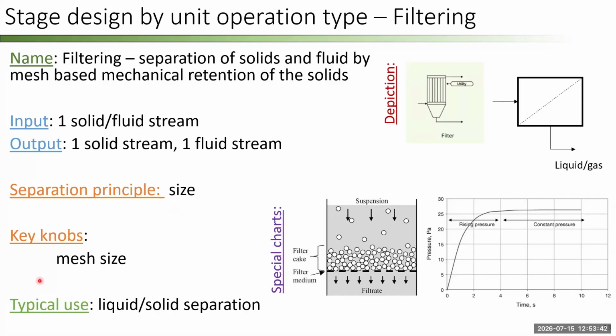Right, so the key now that we're going to tune here is our mesh size, so how fine that filter is that we're putting in here. To give you a little overview of how this happens, if I have a suspension of particles in a fluid, they come down, they interact with this filter medium. I end up with the liquid filtrate, and then I end up forming what's called a filter cake. Right? So this is the buildup of those solid particles on the filter medium.